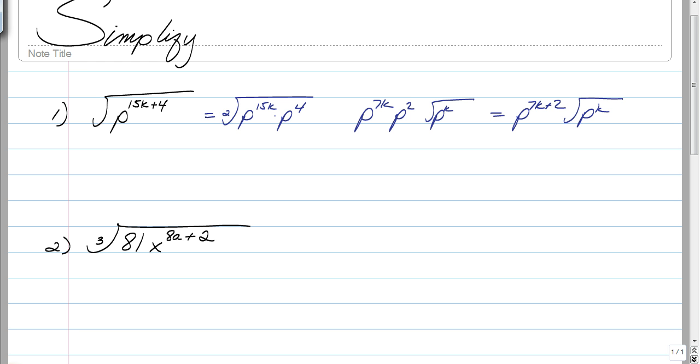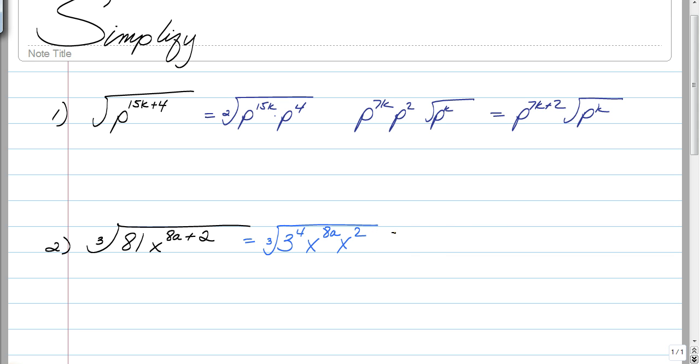They're not difficult problems. They're just a little bit different, which is why I'm making this video for you. Number 2. We have the cube root of 81 times x to the 8a plus 2. So this is a cube root, but the first thing I'm going to do is separate the terms a little bit. 81 is actually 3 to the 4th power, and then we have x to the 8a, and then we have x squared.